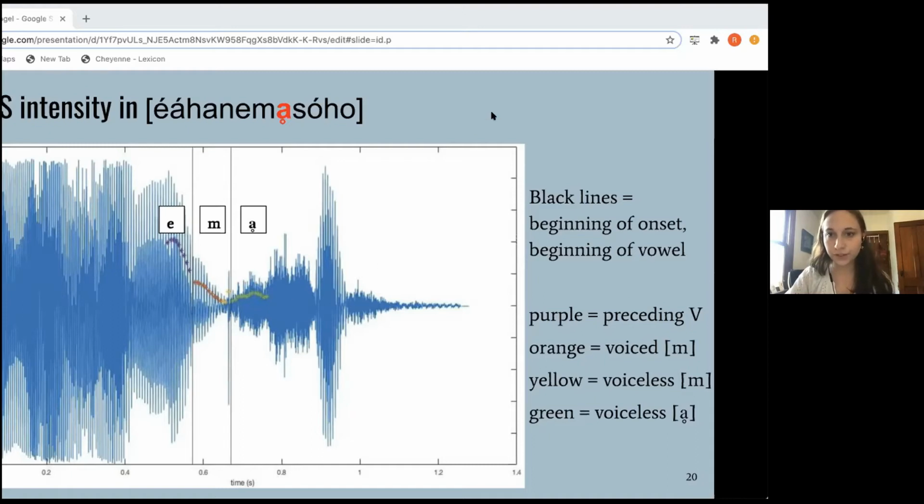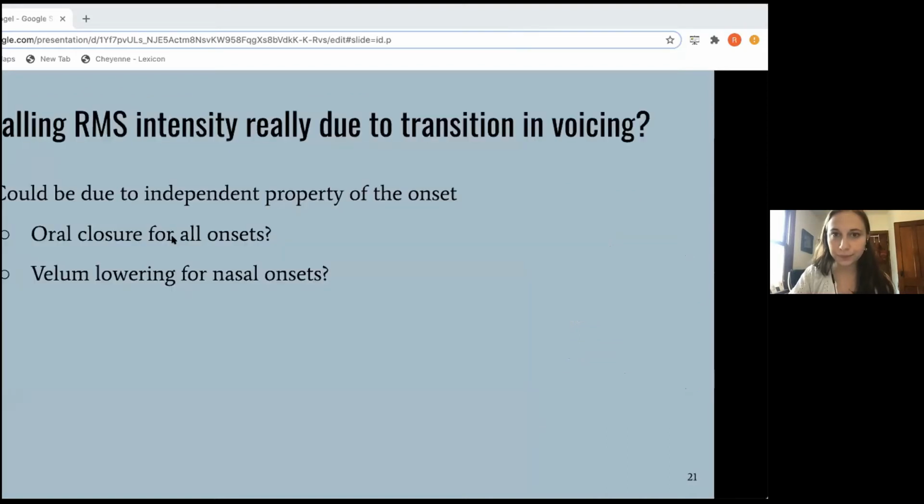Turning to observations about RMS intensity, you can see that it starts high and then falls all the way until voicing stops, where it reaches a minimum. And this indicates that falling intensity reflects a transition into voicelessness, as I mentioned when I summarized the results a minute ago.